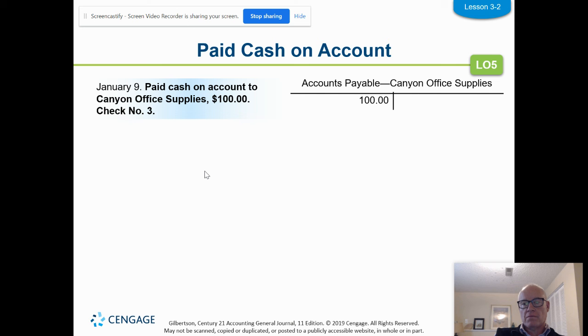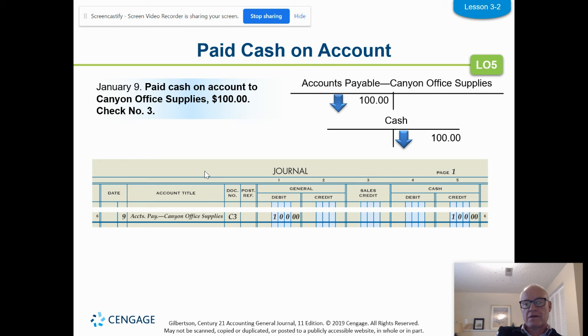Canyon Office Supplies. We're going to debit accounts payable Canyon Office Supplies. We're going to decrease a liability. Remember, the increase side is on the right side of the accounting equation. We're going to decrease a liability with a debit. Cash, credit for 100. Cash is an asset. Cash is going out the door here. We're paying cash. We're losing cash. We're going to decrease an asset. So in this case, we're debiting a liability to decrease it. We don't owe them as much money. And we're going to decrease an asset because we just had money go out the door. And it looks like this.